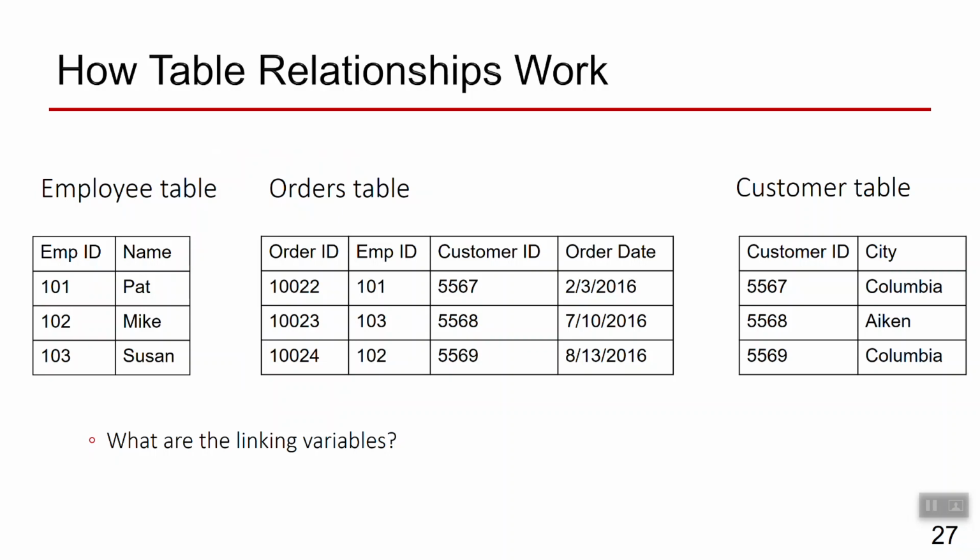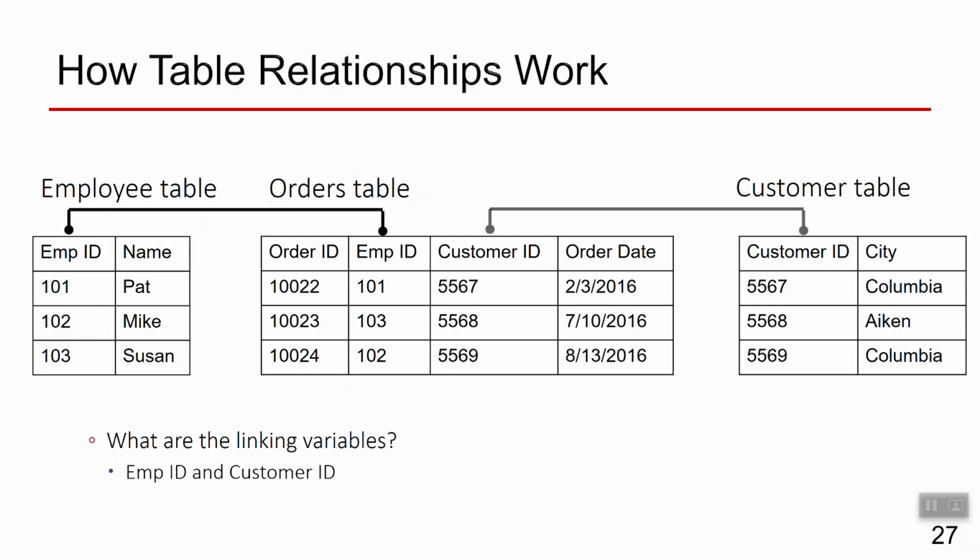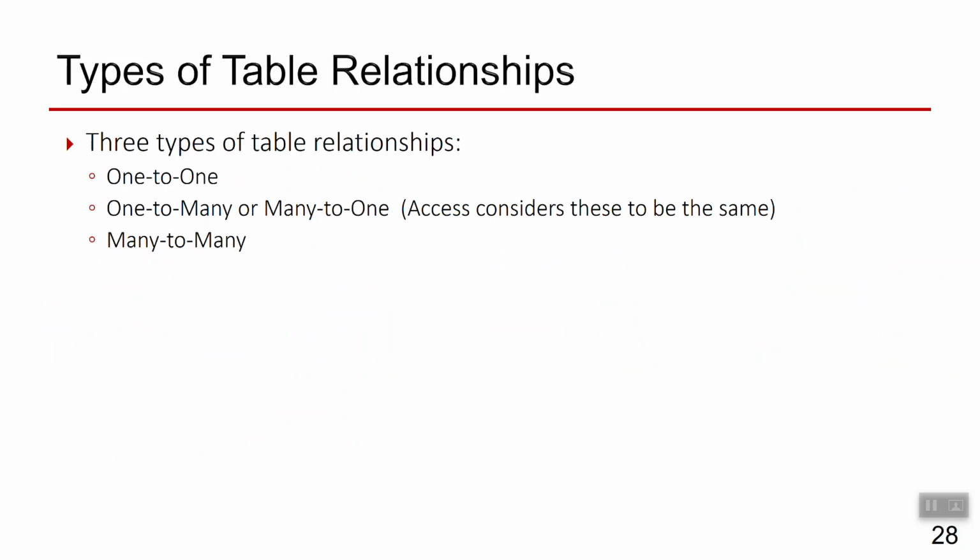In this example, I have not just two tables, but three tables, and we can see that the linking variables are employee ID here, and then for the orders table to the customer table, I have customer ID. Now let's talk a little bit more about the three different types of table relationships: one-to-one, one-to-many, or many-to-many.